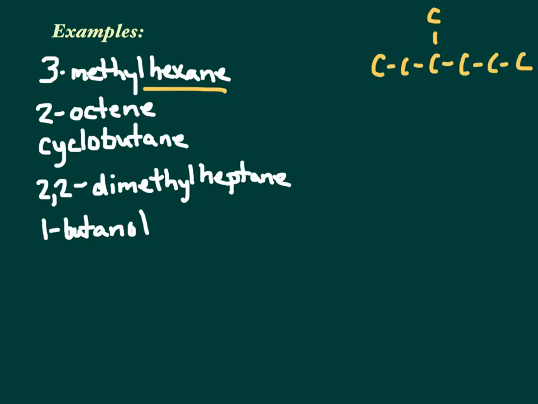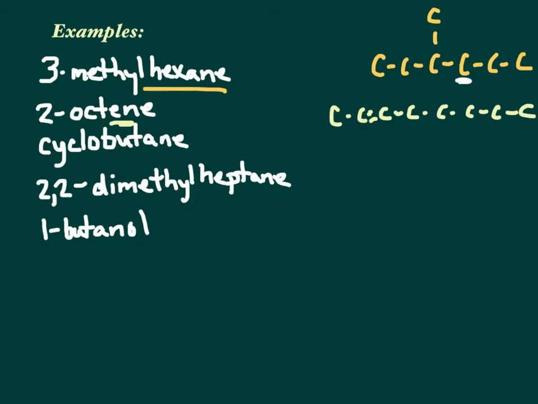I actually could have drawn it on this carbon also if I started numbering from the other side. 2-octene. Octene means that there are 8 carbons, 2, 3, 4, 5, 6, 7, 8. 8 carbons, and there is a double bond because of the ene inside of that, and it's on carbon number 2. It actually comes after carbon number 2, so I would have a double bond right there.